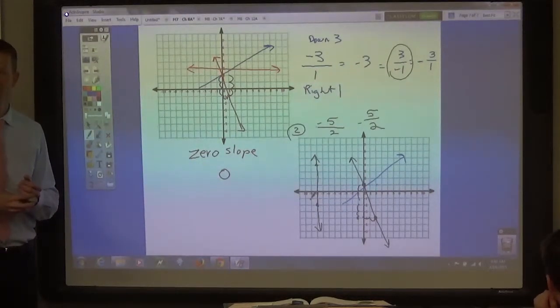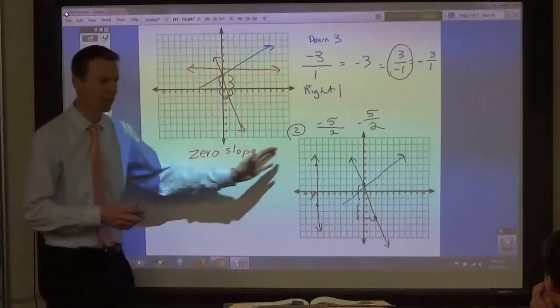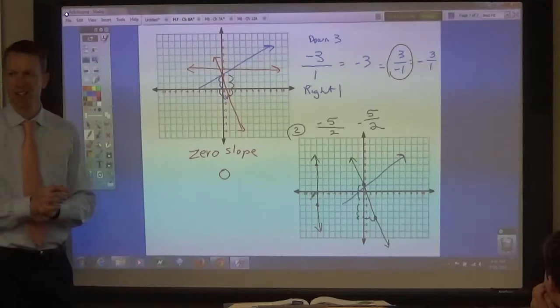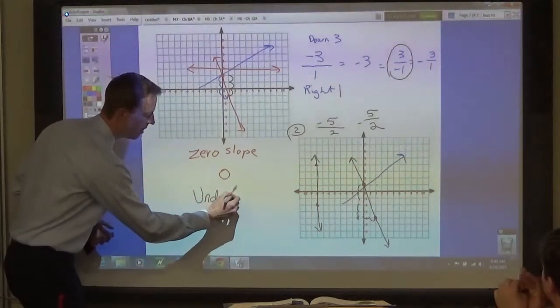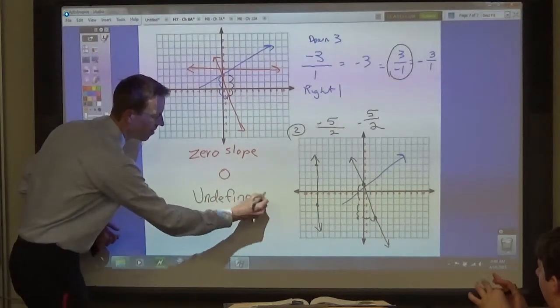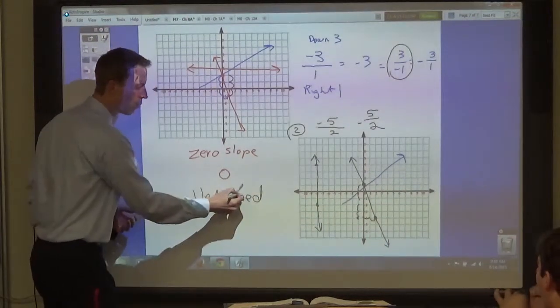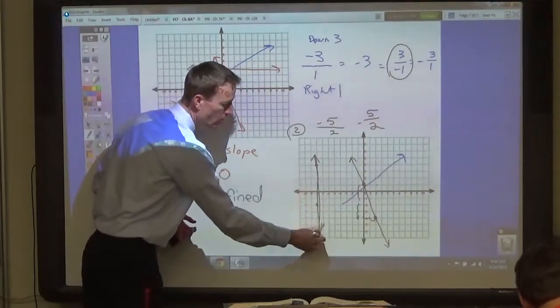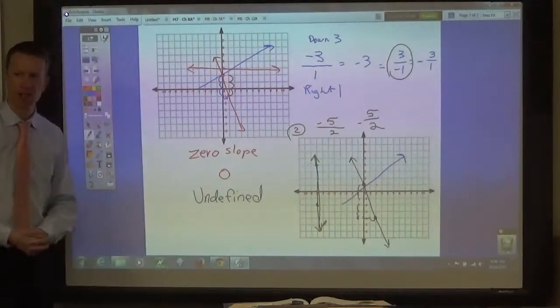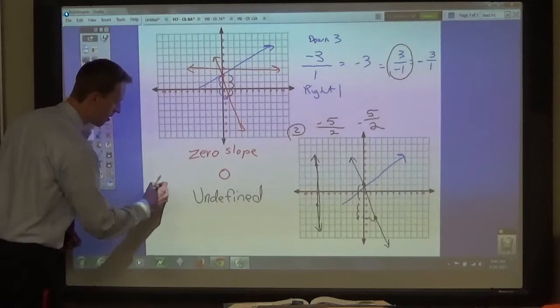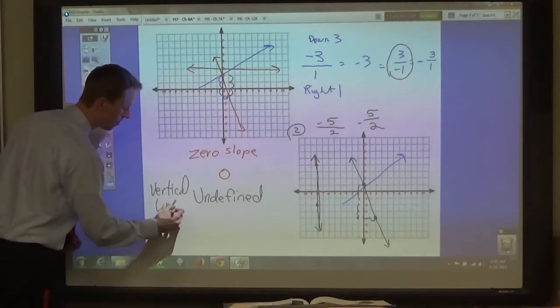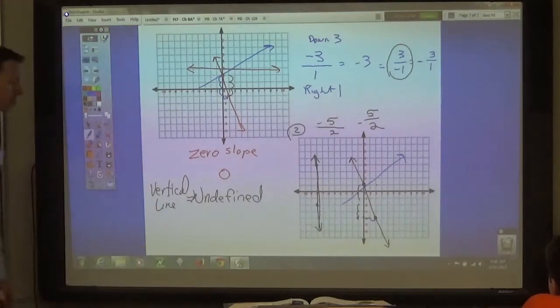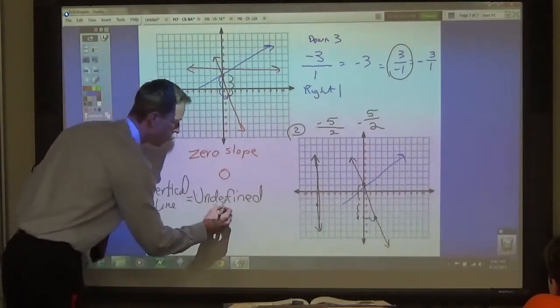Do you remember we talked about this yesterday? Keisha? -5. No, it's not negative. Positive. It's called vertical. Undefined. Right. That's what you would write for a line that goes straight up and down, a vertical line. Write this down if you didn't yesterday. A vertical line equals an undefined slope.